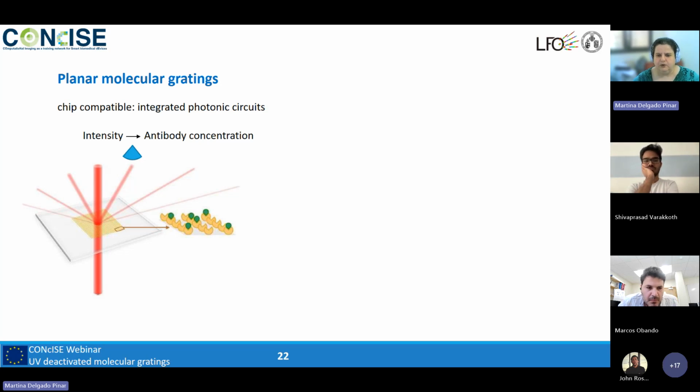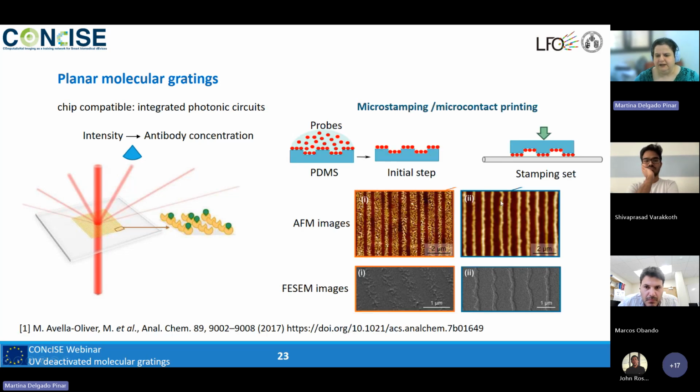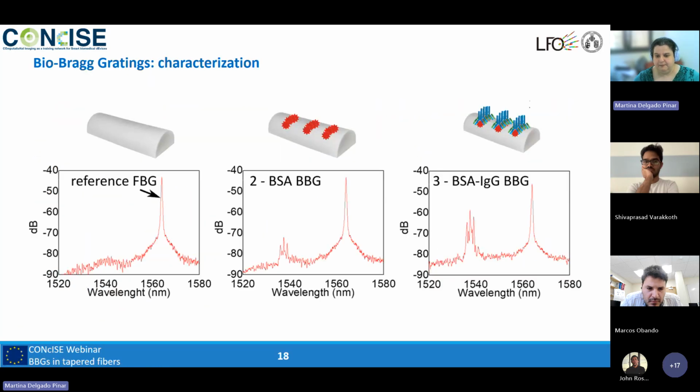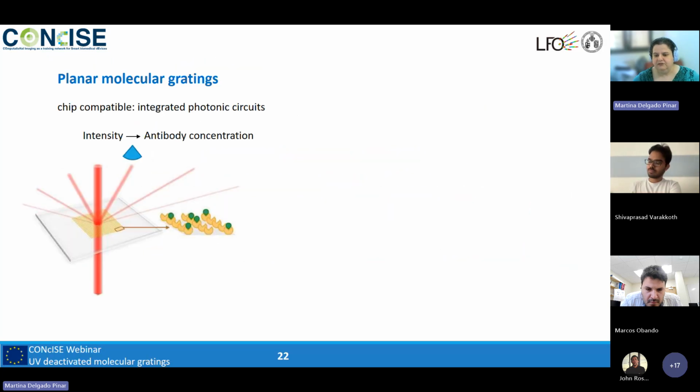And the thing is that when we observe the strips that were produced by means of microstamping, you can see that they are kind of sinuous. You can see meadows along the strips. When that happens, then you have this chirp in the Bragg grating, and this is not the most convenient. So how can we improve that?